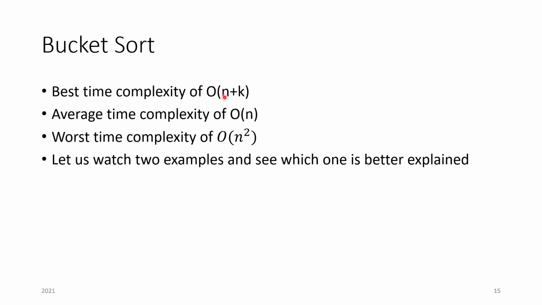So in the best case, you'll have a linear order algorithm, which is going to be O of n plus k. In your average case, you will have O of n. And in the worst possible case, which rarely occurs, you'll have O of n squared. So we're going to see two examples here that illustrate bucket sort, and let's see which one is better explained for you guys as a result.